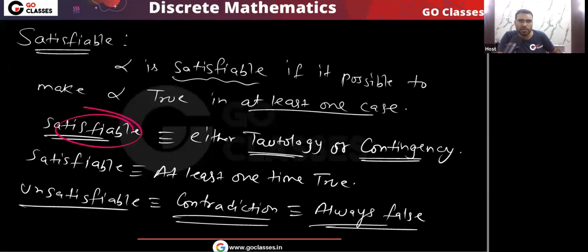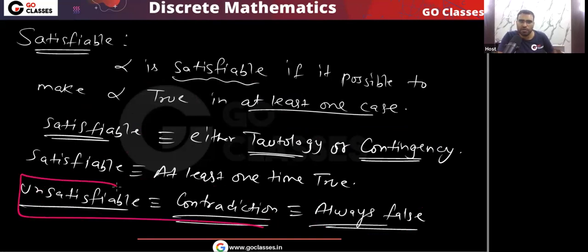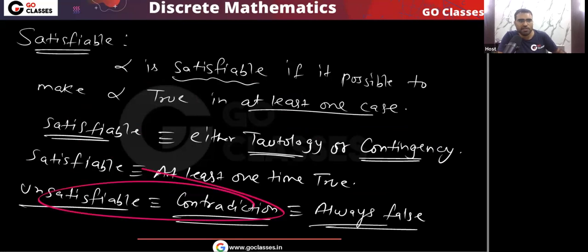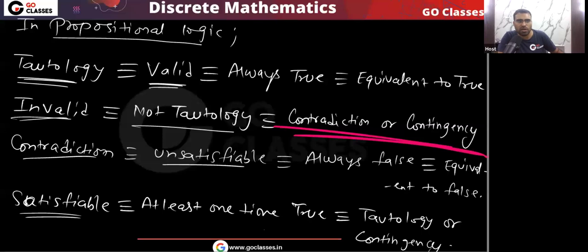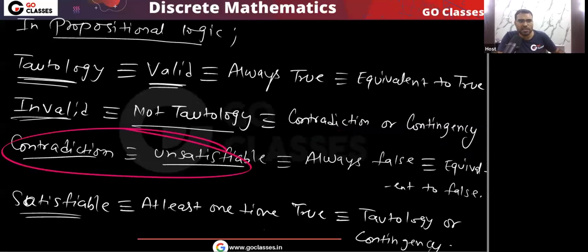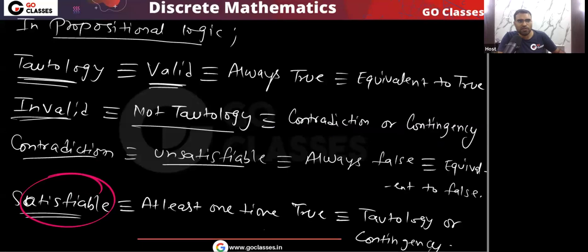So satisfiable simply means either tautology or contingency. Satisfiable means at least one time true. Unsatisfiable means never true, always false. Unsatisfiable and contradiction are the same. Tautology is the same as valid. Valid means always true. Invalid means not tautology, which means either contradiction or contingency. Contradiction is the same as unsatisfiable. Satisfiable is the same as tautology or contingency.